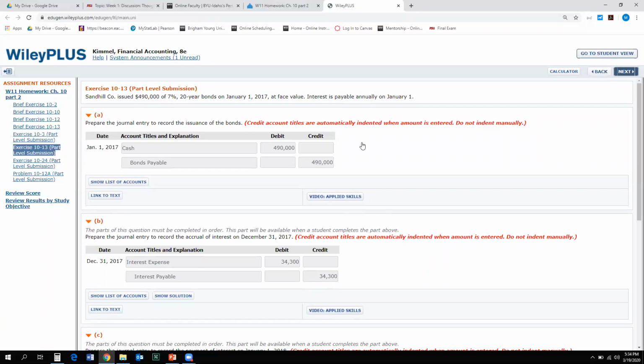So that's a really simple example of a bond being issued at face value. And then let me see if I can find one where the bond is issued at a premium or a discount. I thought there was one in here, but I'm not seeing it. Because the brief exercise is also at face value.